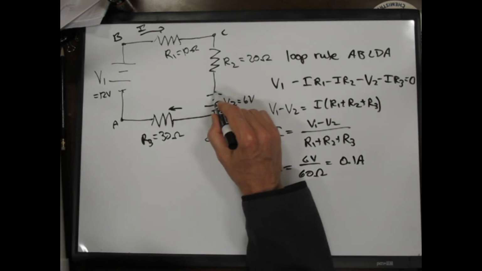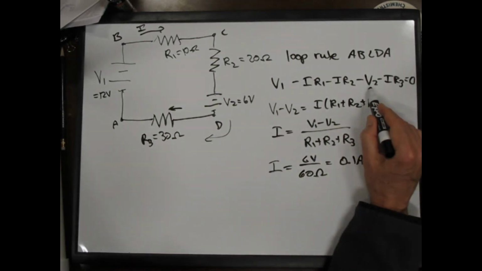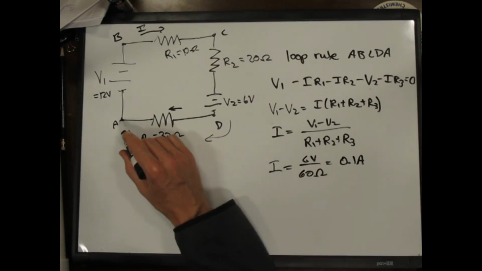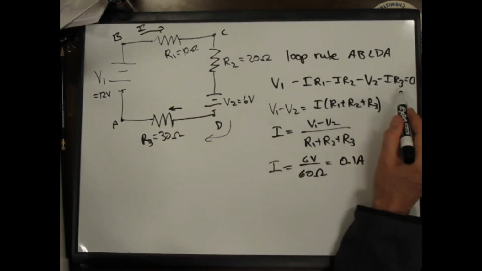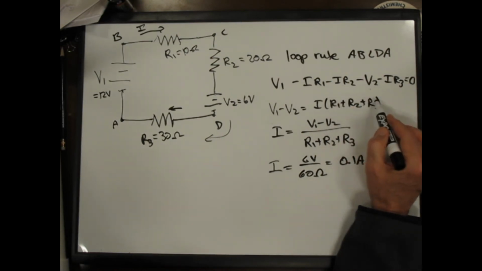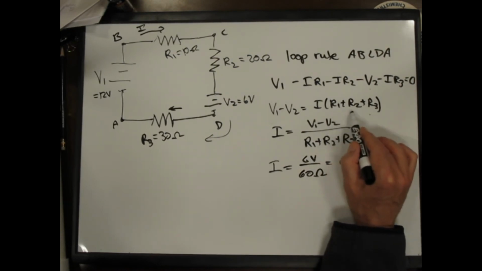Now I'm using the loop rule to go across a battery, which has got its positive end upstream, so I'm going against the grain of the battery, and so that gives me a minus V2. And then I'm still going this way, minus IR3, and I'm back to here, right? And so that's my equation. And so if I leave the V's on the left-hand side and move the IRs to the right-hand side, I get this, where I've factored out the current.